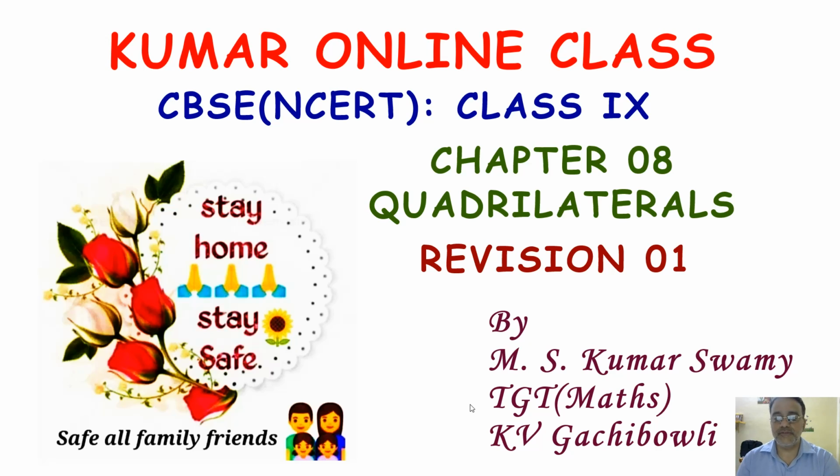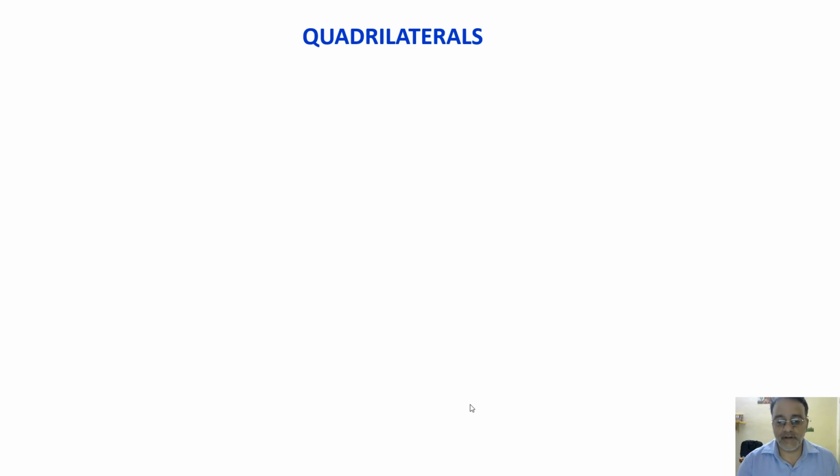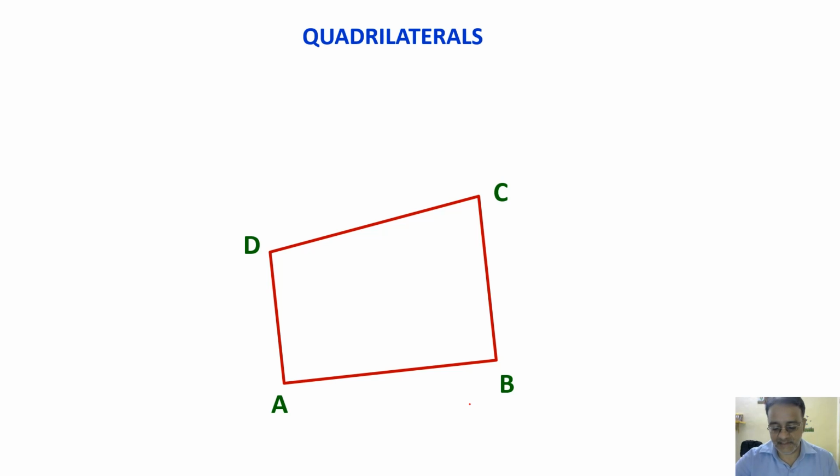So today we are going to start revision number 1 of chapter number 8, and let us start with the introduction part. Quadrilateral. A plane figure bounded by 4 line segments. See, this is an example. A plane figure bounded by 4 line segments AB, BC, CD and DA is called a quadrilateral. And in a quadrilateral, we have two diagonals, AC and BD.